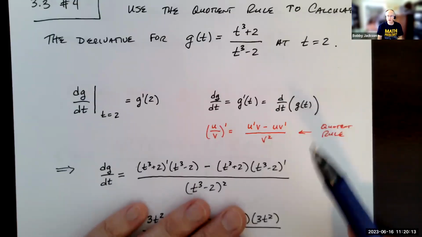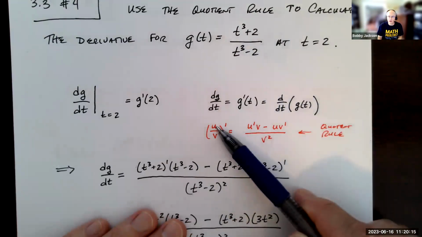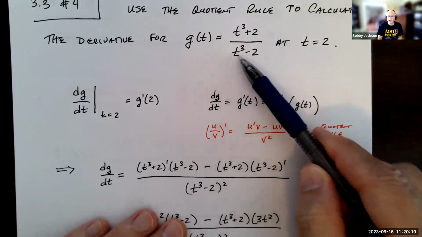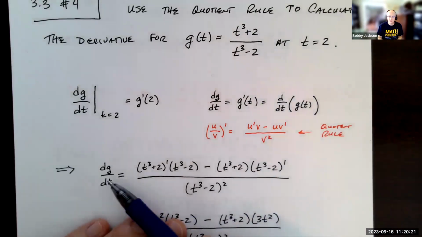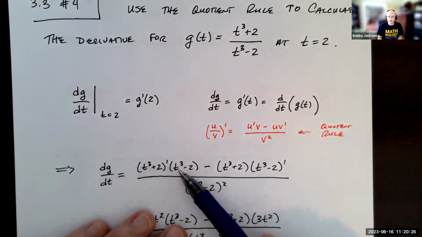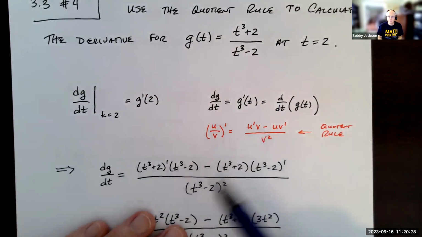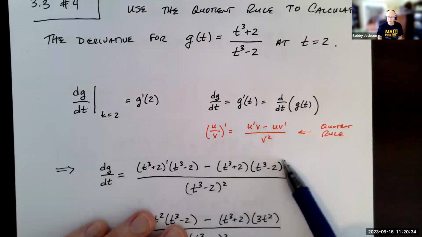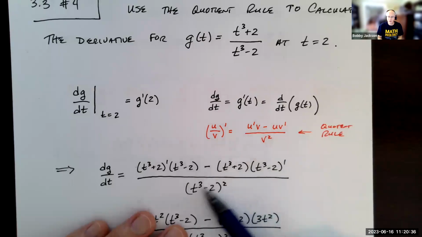Okay, so let's find the derivative. The top function, my u, if you will, is t cubed plus 2. The bottom function v is t cubed minus 2. So the derivative of g with respect to t is the derivative of the top function times the bottom function. That's u prime times v, minus the top function u times the derivative of the bottom function, v prime, all over the bottom function, all quantity squared.